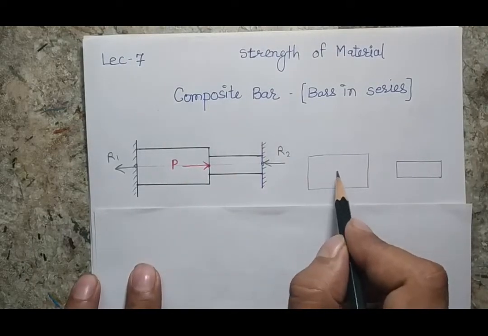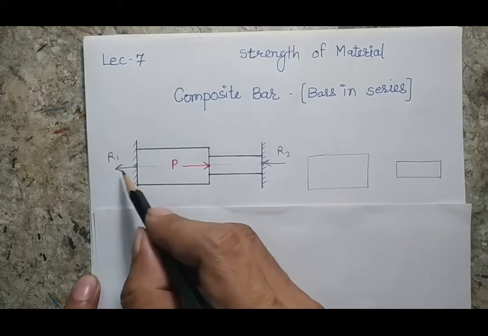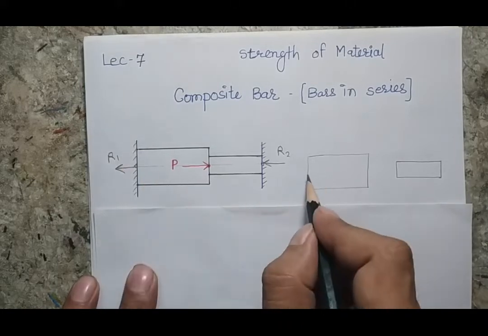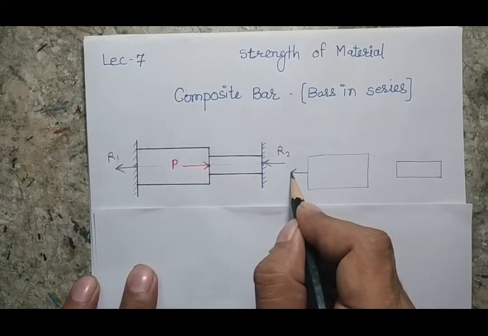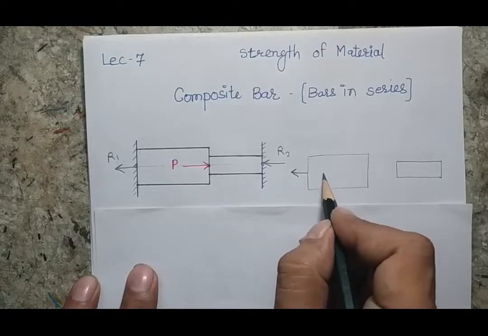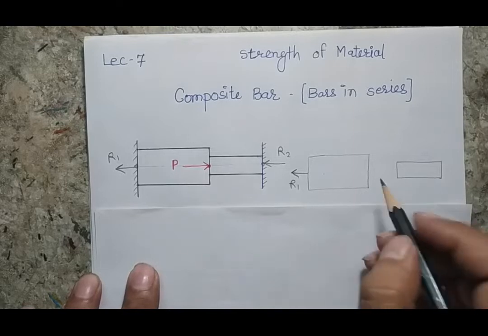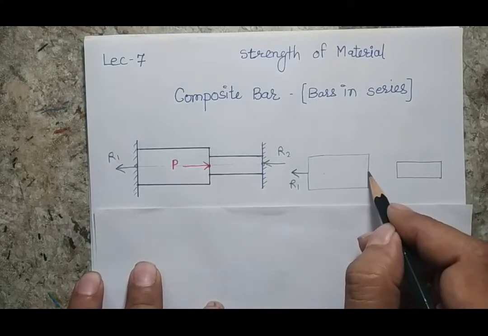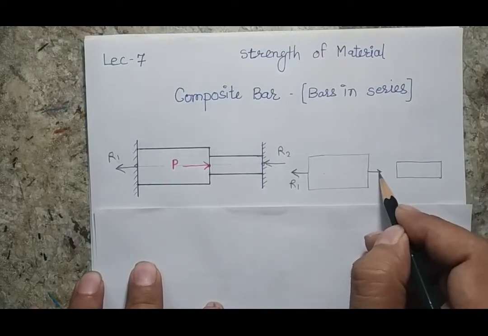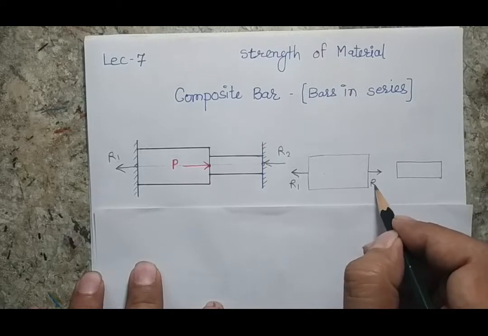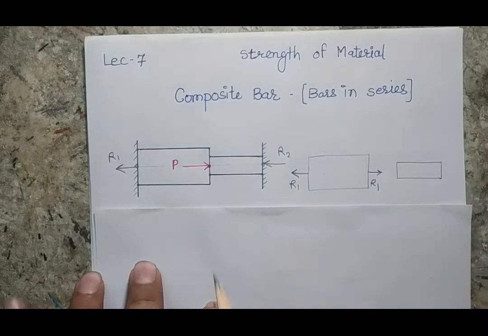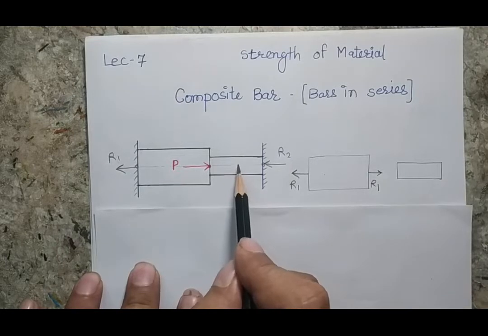For example, if I start with bar 1, I will put a force R1 here. So I know that this would be my force R1 on this bar. As this is R1, I should not think about what would be the force at the other side. Simply, as the bar will be in equilibrium, the other force will also be R1.